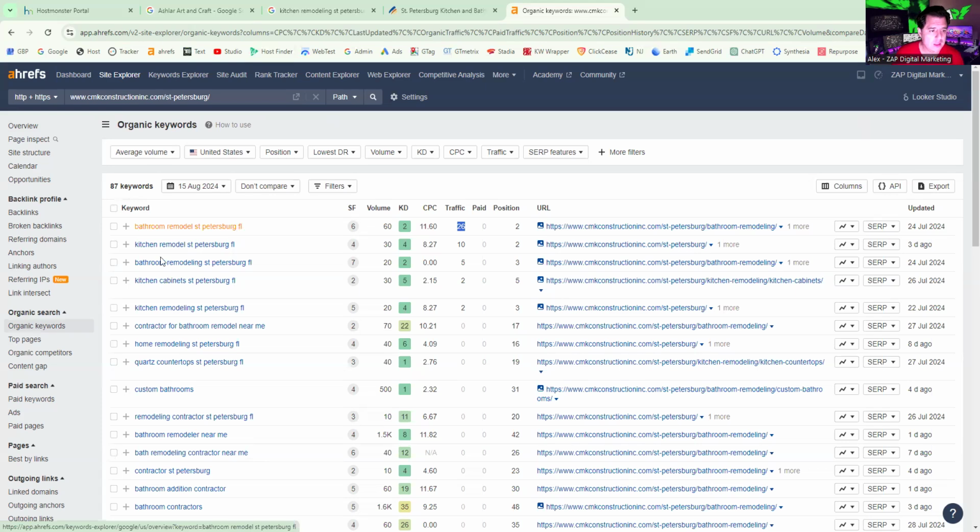A variation, I mean, a different keyword: kitchen remodel, St. Petersburg, Florida, 30 searches a month. Again, roughly 30 people searching this every month. Because of ranking number two, again, they're ranking on the top, they get 10 visits. If you do the math, that's 36 chances they get to have a client that's looking for a bathroom or kitchen remodel. Bathroom remodeling, St. Petersburg, a variation, right? 20 searches a month. For ranking number three, they get another five. So you get the idea.